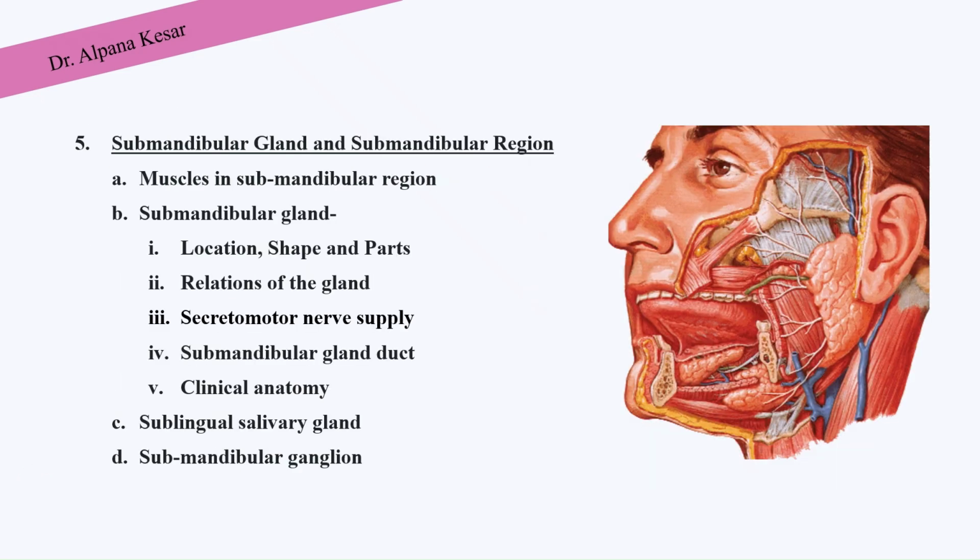The next chapter is submandibular region and submandibular gland. In this is covered the muscles in the submandibular region, which is also called the suprahyoid muscles. In the submandibular gland, the location, shape, and parts of the gland is done, followed by the relations of the gland, secretomotor nerve supply, submandibular gland duct, and the clinical anatomy. In this chapter is also covered the sublingual salivary gland and submandibular ganglion.